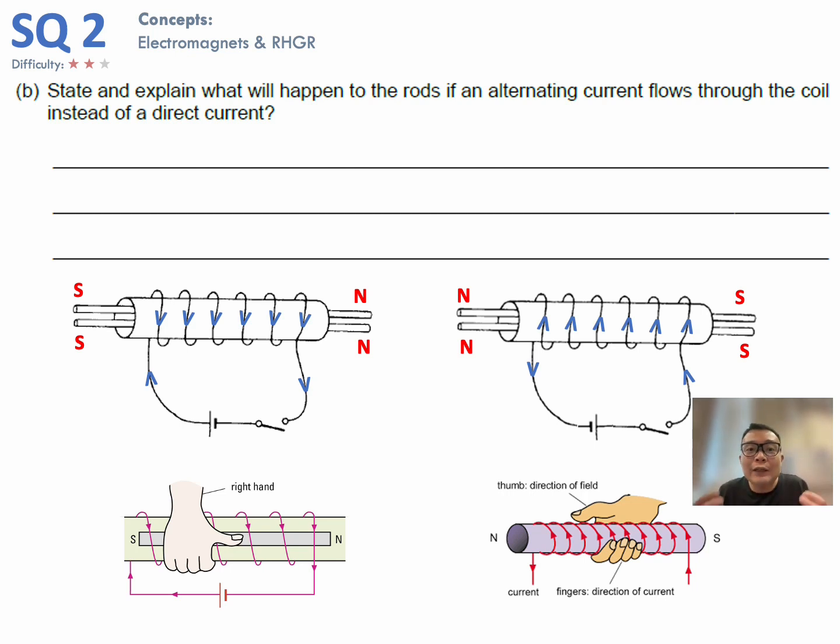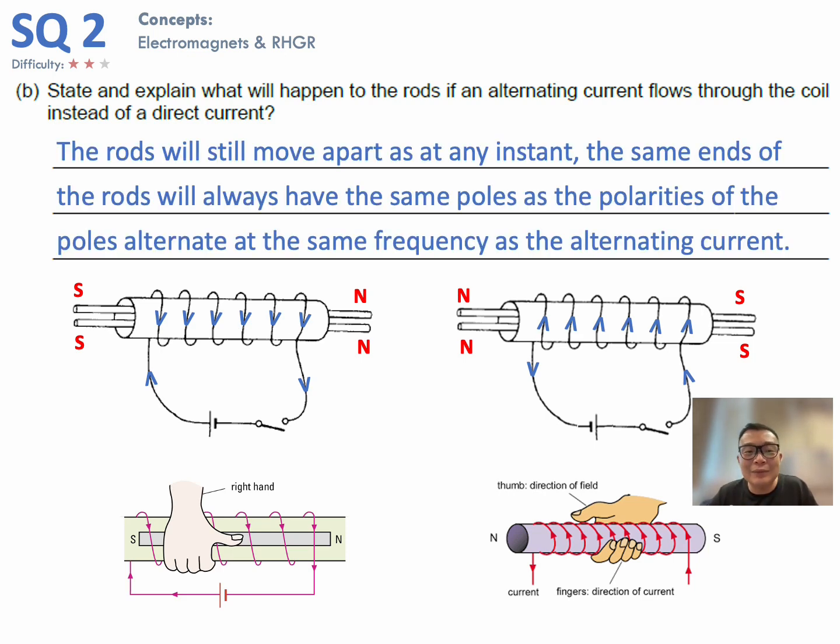However, both the iron rods still have the same north pole on the same side. This means that regardless of the direction of current, we should always see a repulsion between the two iron rods. And this is the reason why the two iron rods, in this case, will still stay apart from each other because of the constant repulsion.